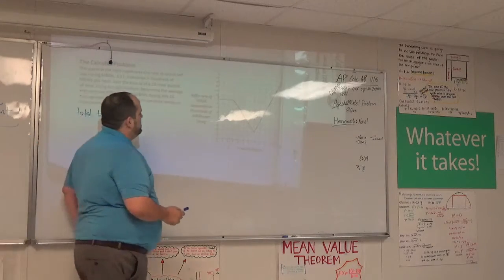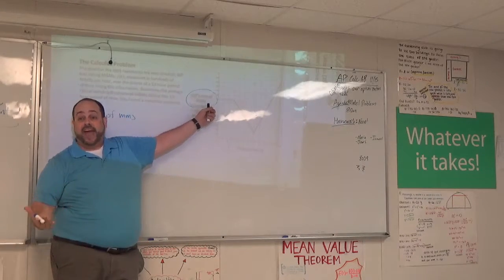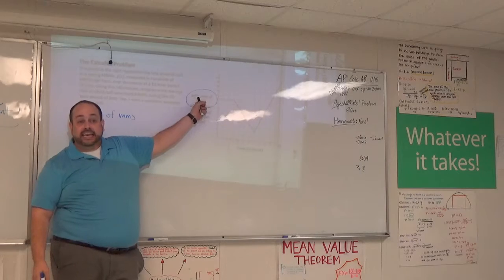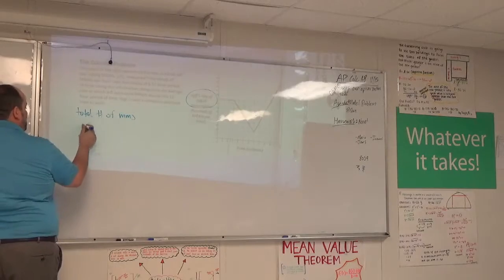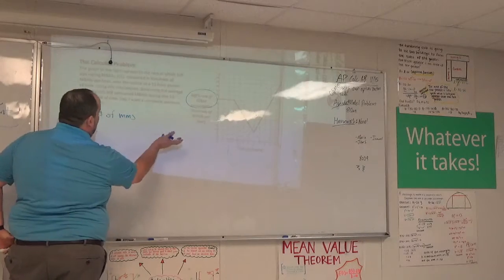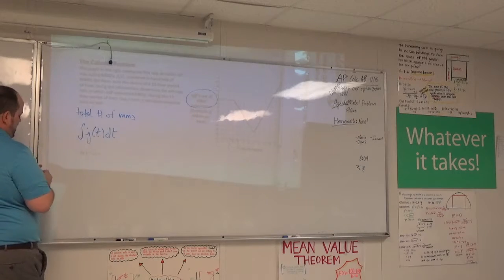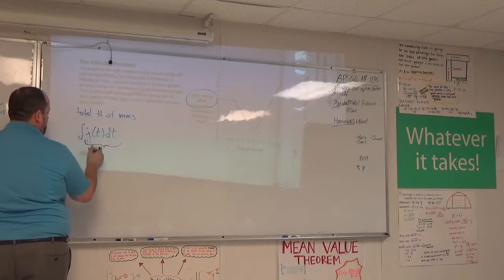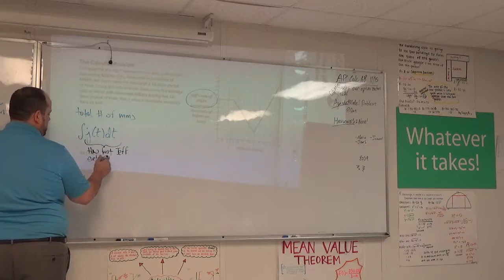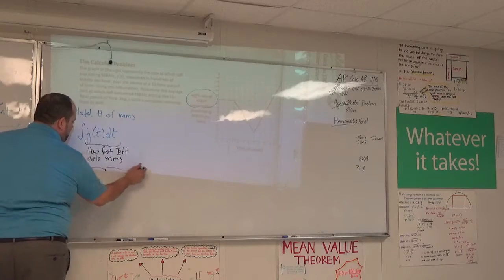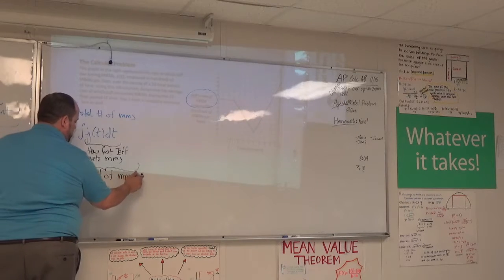The way I'm going to get the total number of M&Ms, if my function is rate, and rate means how fast Jeff's eating M&Ms, how do I find how many he eats? You're going to find the area. You're going to do an integral. What's the name of the function here? Is this j of t? Yes. Okay, so if j of t is how fast Jeff eats M&Ms, then this definite integral has to be the total number of M&Ms.